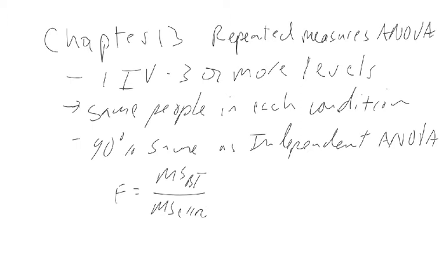So you can follow people over time or through therapy, whatever it may be that you're measuring. The nice thing is also that it's 90% the same as the independent ANOVA in terms of how you calculate it. There's some small differences which I'll point out. And the F ratio is similar. The numerator is identical to the independent ANOVA. It's MS between treatments, but the denominator will be different. It's MS error because we have to remove any variation due to the participants.